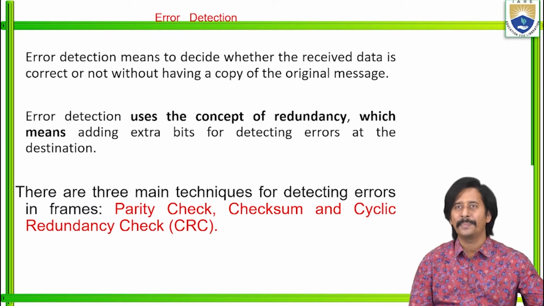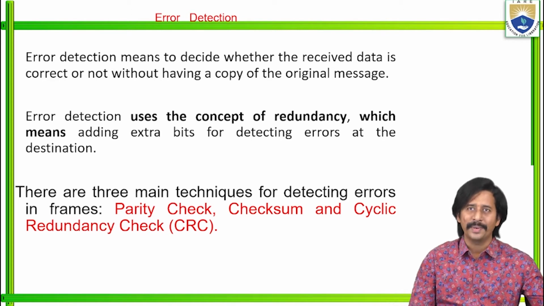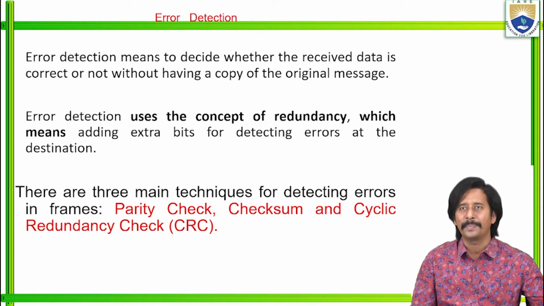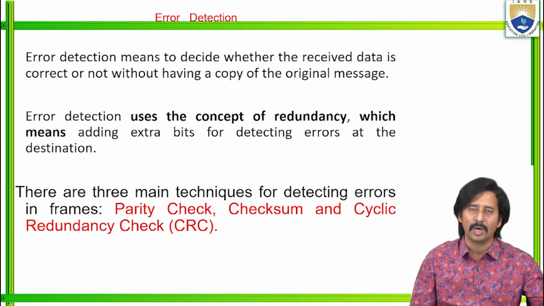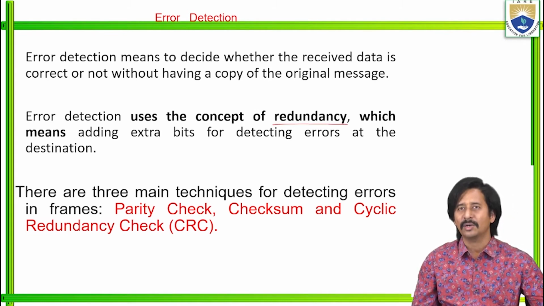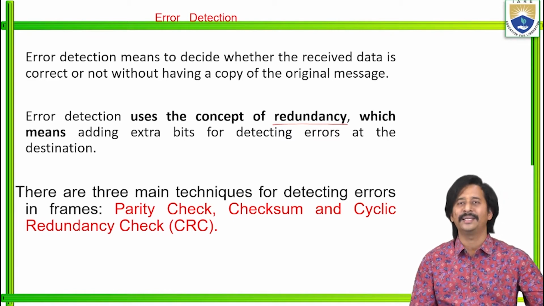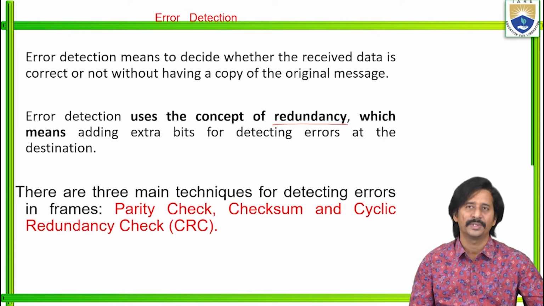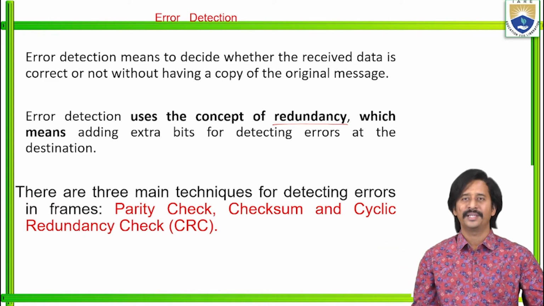Right? Without having a copy of the original message, we need to detect the error. So error detection means to decide whether the received data is correct or not without having a copy of the original message. This mechanism, error detection, uses the concept of redundancy. That is very important. What does that mean? Adding extra bits for detecting errors at the destination. That is the basic concept of error detection. Error detection uses redundancy, which means adding extra bits for detecting errors at the destination side.